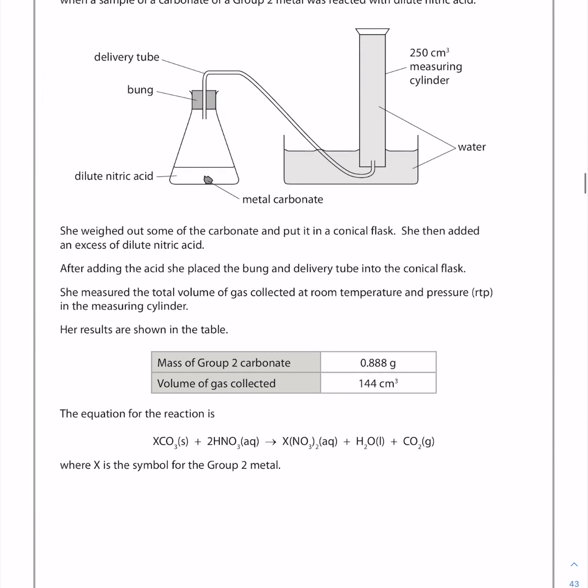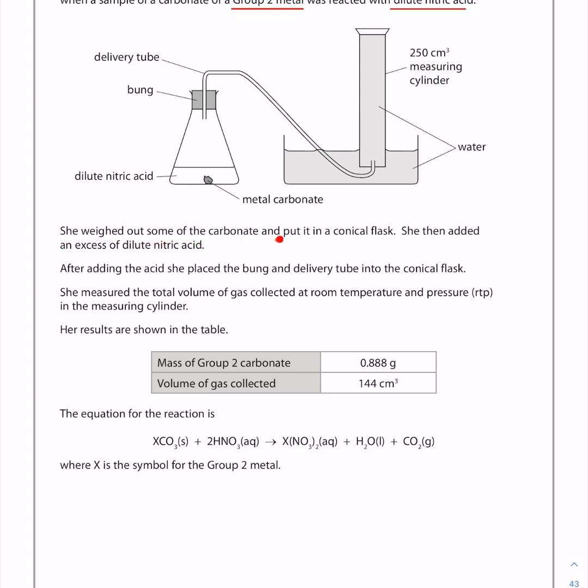Question 35. A student set up this apparatus to measure the volume of carbon dioxide given off when a sample of carbonate of group 2 metal was reacted with dilute nitric acid. وراح مديني الابريتس نيتريك اسيد جوه كونيكال فلاسك على ميتال كربونات قافل برابر بانج وفي ديليفري تيوب بيعمل كولكشن للكربون دايوكسيد اوفر ووتر في ميجرنج سلندر الفوليوم بتاعته 250 cubic centimeter.